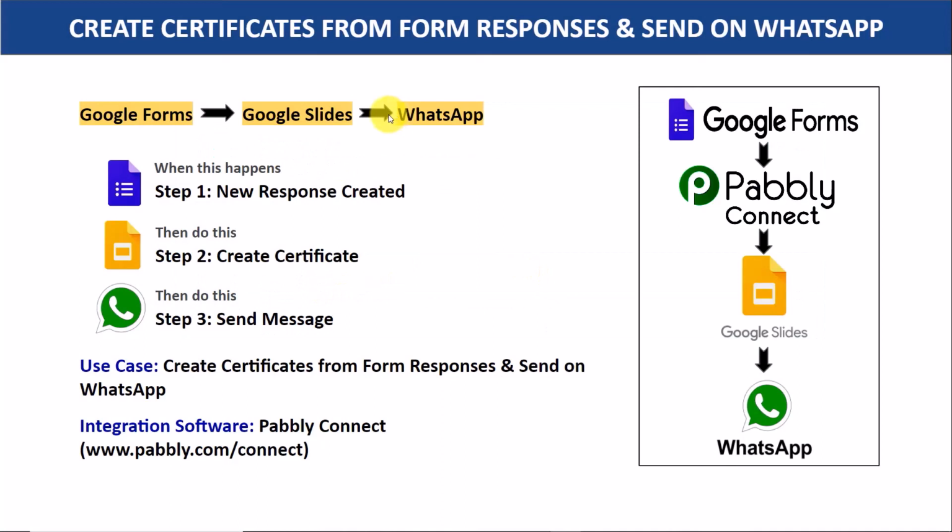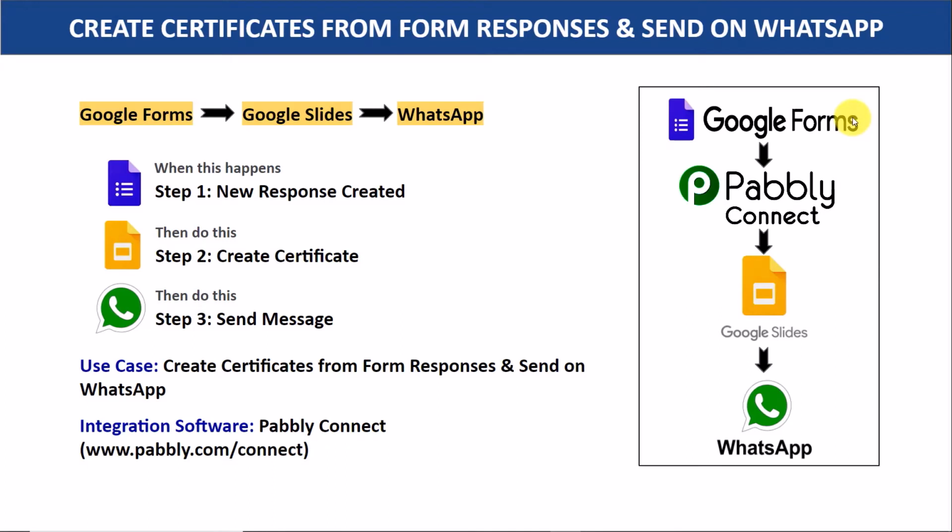Excellent. Hello everyone. So in this video, we will learn how to create certificates from form responses and send it on WhatsApp. So imagine this, you are using Google Forms to collect leads, and a lead called John has been generated in Google Forms. It has John's name, email address, and of course, John's WhatsApp number. So you're planning to send a certificate to John on this WhatsApp number.